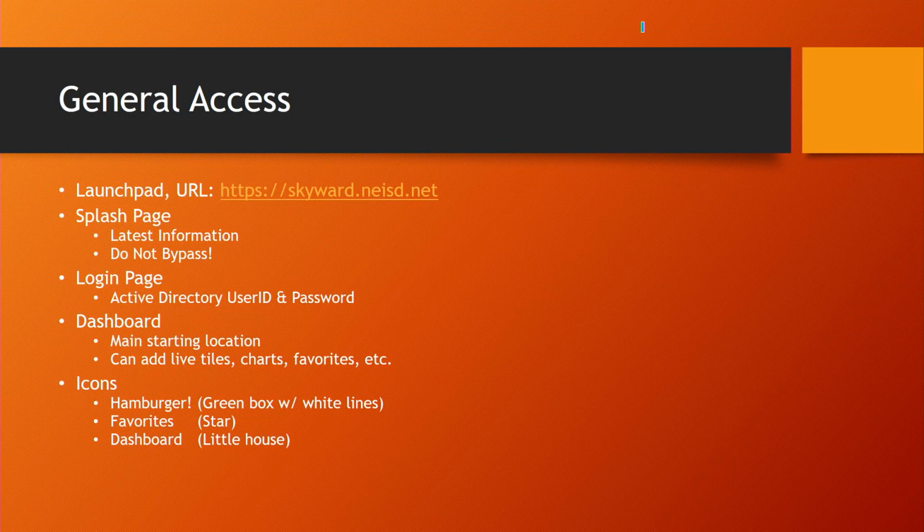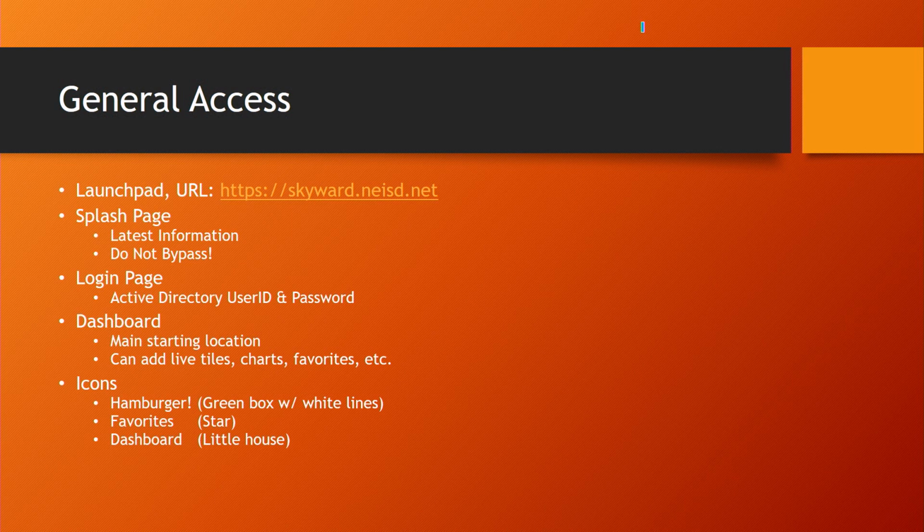So you can go ahead and get onto the system one of a couple of ways. You can go to the launch pad and look for the Skyward icon. Don't confuse that with the SkyTrain icon. That's the icon for the training site. But the Skyward icon, you can click on that. That'll take you to the splash page. Optionally, you can open up your browser. You can open up Chrome or IE, any HTML5 compliant browser, and then type in skyward.neisd.net. And that will also take you to the splash page.